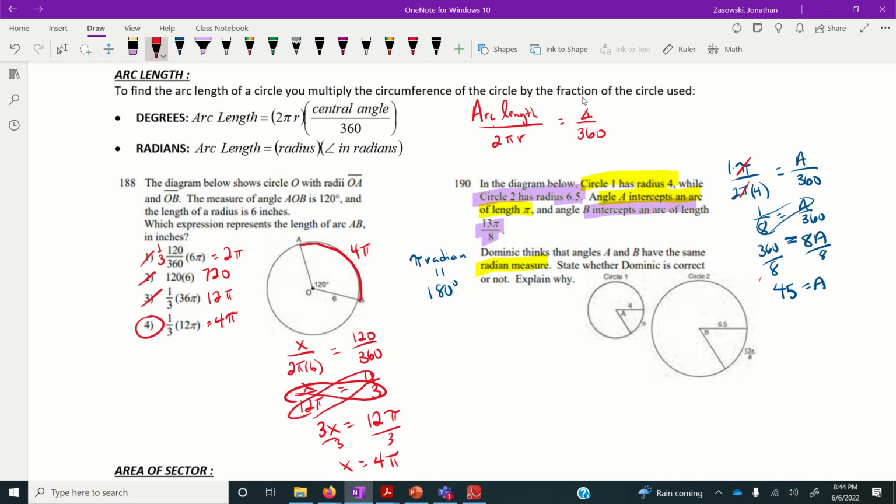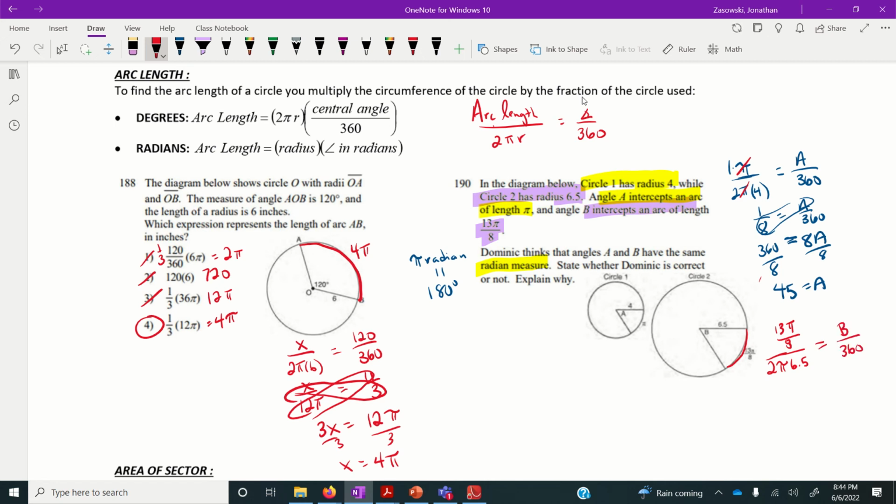So once again, arc length is 13 pi over 8. So we're going to do 13 pi over 8. We're going to divide that, not over pi. Now there's too much pi. We didn't have enough of it last time. Now we have too much. Over pi times 6.5, right? And it's arc length, so it's 2 pi r, not pi r squared. And that's equal to, we'll say, B over 360.